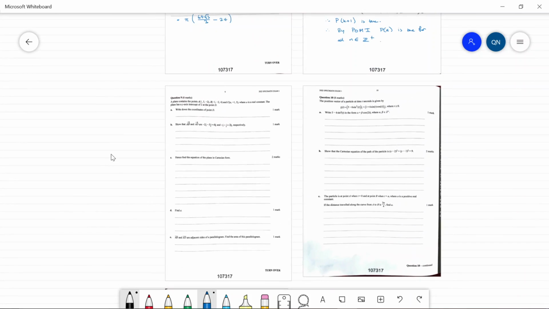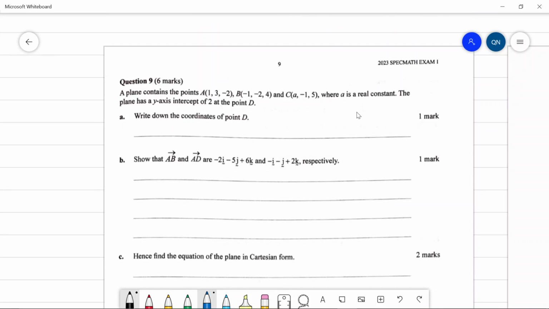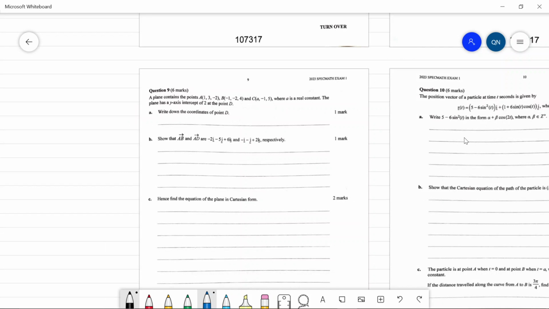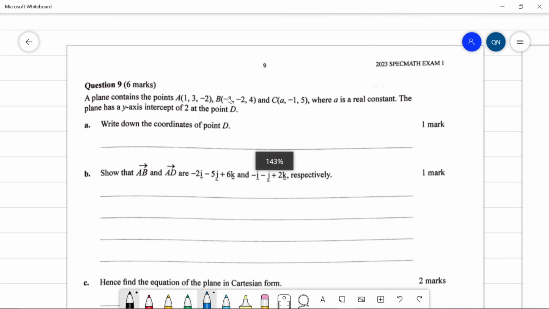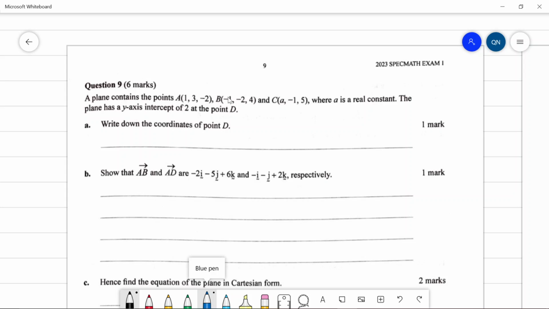All right, 2 questions to go. It's 40 minutes. So hopefully, we have 6 marks plus how many marks is the next one? Plus 6 marks, so 12 marks. We need to do 12 marks in 40 minutes. Let's try to do that. So a plane contains these points. The plane has a y-intercept of 2 at the point D. Write down the coordinates of the point D.